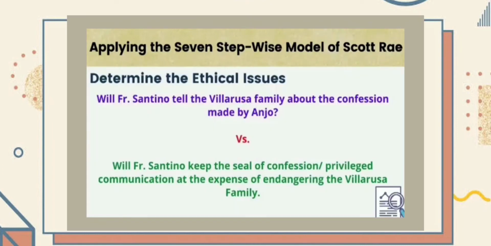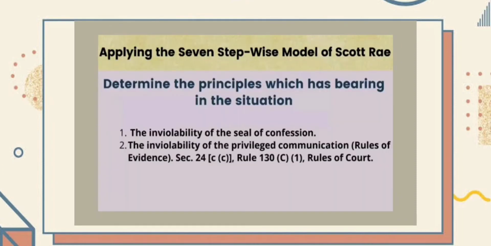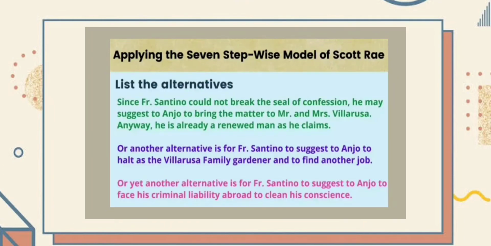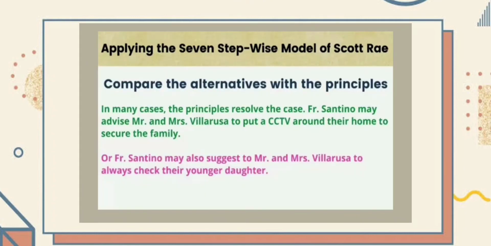As you notice, we put versus there because Father Santino is facing a dilemma. So he needs to choose between these two. Next, we will determine the principles which have bearing on the situation. So these are the following. The following are the alternatives. Now, we will be comparing the alternatives with the principles.